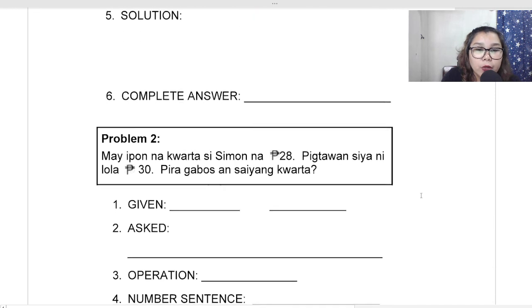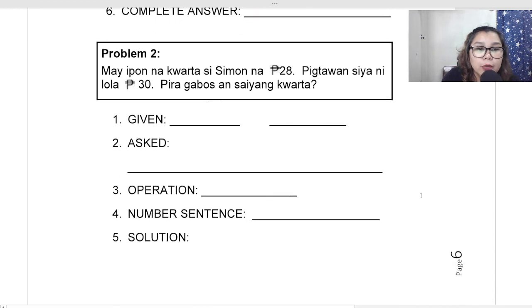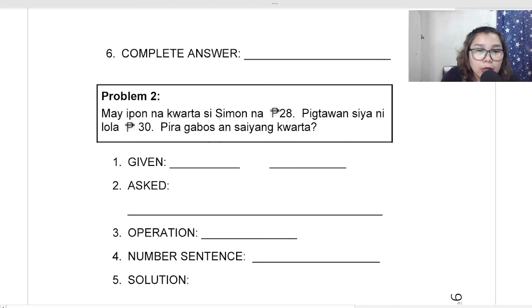And then, before you proceed with problem 2. Problem 2, may ipon na pera si Simon na 28 pesos. Binigyan siya ni Lola, 30 pesos. Given, dalawa dyan. That's why there are 2 blanks. Look for the question. Just write or copy it here. Then, operation, as usual, it's addition.